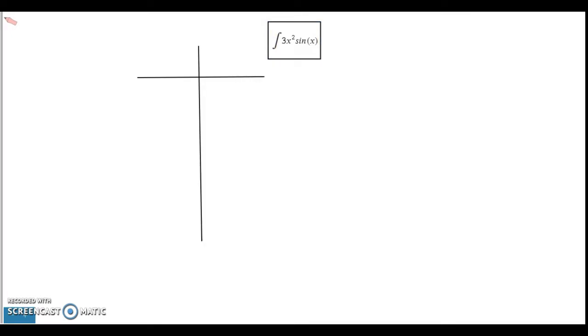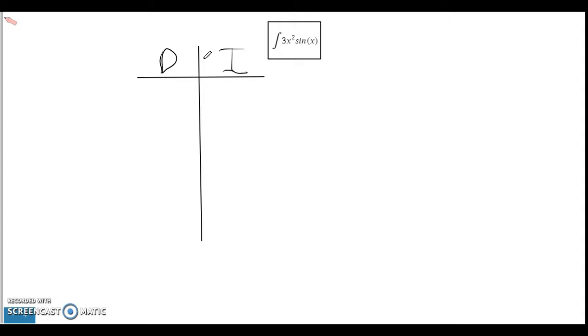Okay, so first step to solve this problem, what we're going to do is set up a table with two columns, and we're going to put D on the left and I on the right. Basically D is going to stand for derivative and I is going to stand for integration.